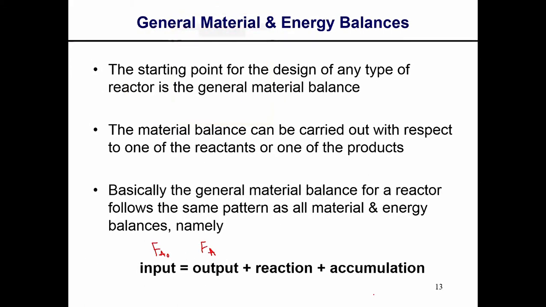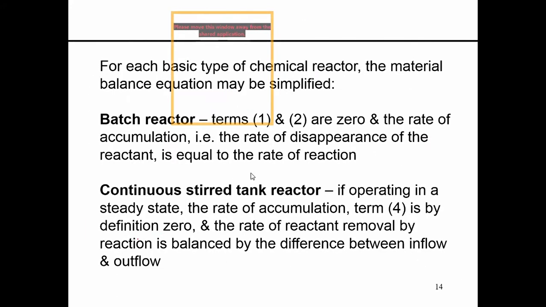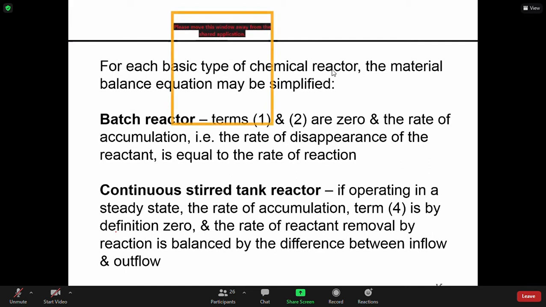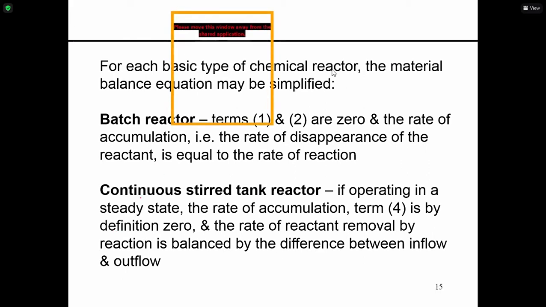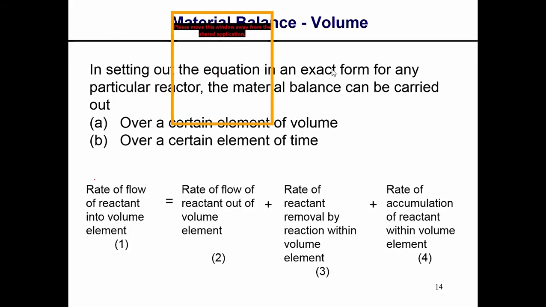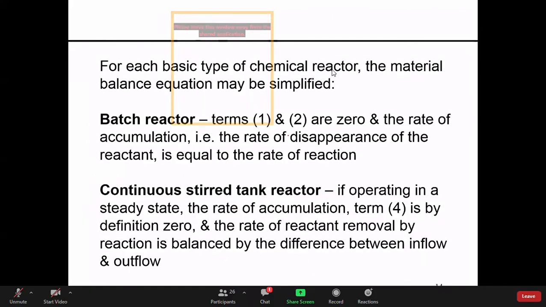This is more simple if you want to remember. So for each basic type of chemical reactor, the material balance equation may be simplified. For a batch reactor, term 1 and term 2 are 0 because there is no flow in and no flow out. And the rate of disappearance of the reactant is equal to the rate of reaction. So that's why they are in equilibrium for a batch reactor.